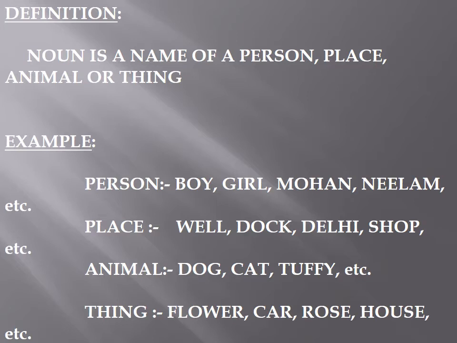Example of person: boy, girl, Mohan, Neelam, etc. Examples for places: well, dock, Delhi, shop, etc. Example of animals: dog, cat, Tuffy, etc. Example for things: flower, car, rose, house, etc. So everything and anything around you is a noun.